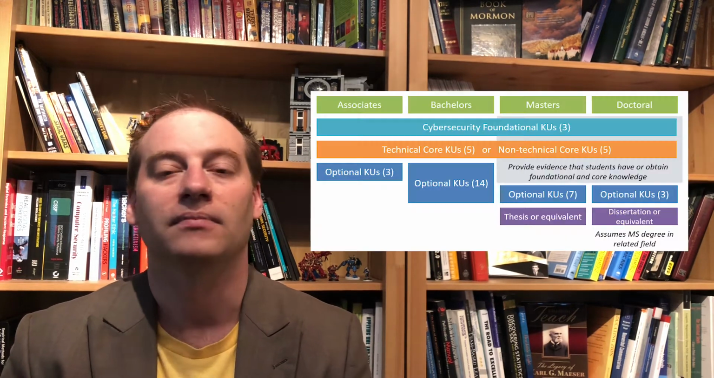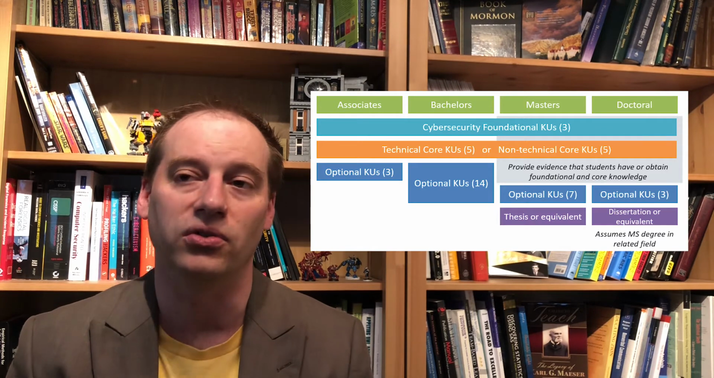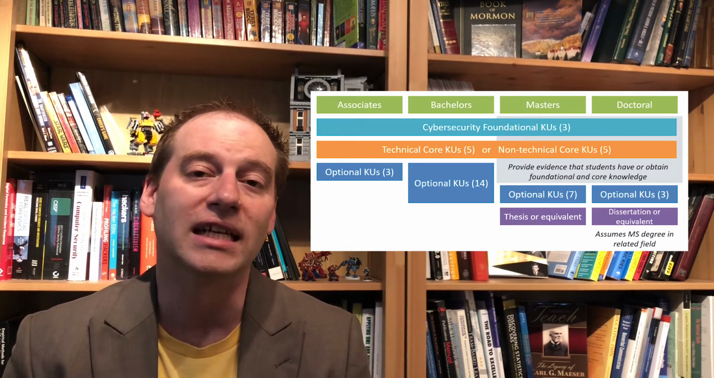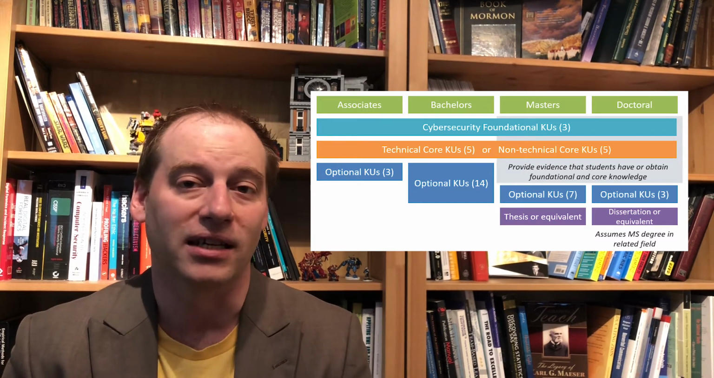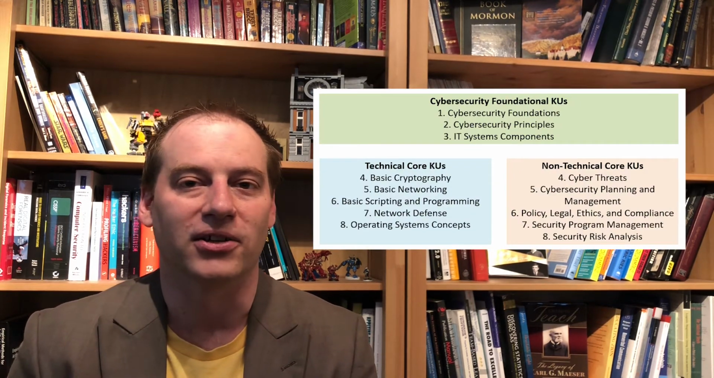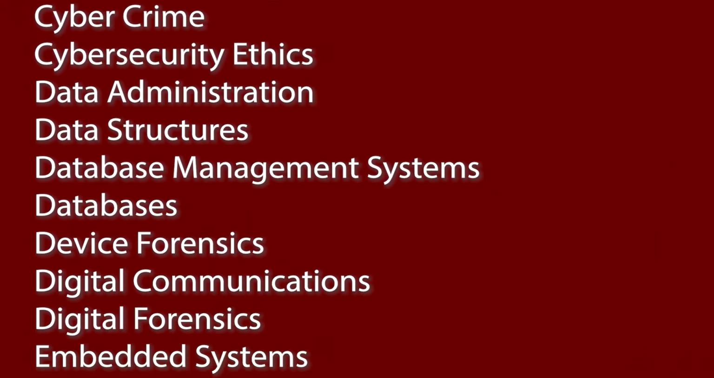The NSA also sponsors Centers for Academic Excellence in Cyber Defense Education. The CAE-CD requires 3 foundational units, 5 technical or non-technical knowledge units, and 14 optional knowledge units for a bachelor's degree in cybersecurity. Here are the foundational units and the technical and non-technical knowledge units. There's also a super long list of possible knowledge units that I will briefly skim over right here.